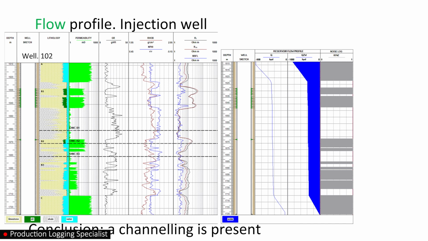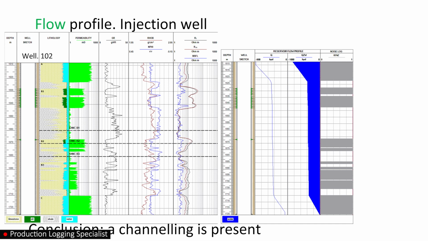Here are the production logging results for well 117. Formation B2 takes in very little, formation B1 takes a lot, and this usually happens in the formation roof where the main part of injected water enters the overlying water-bearing formation A.